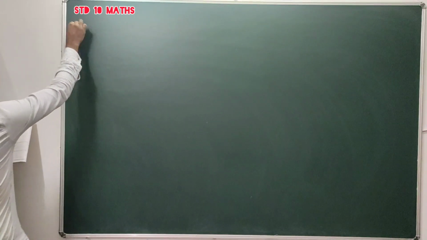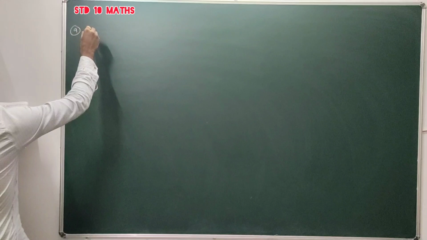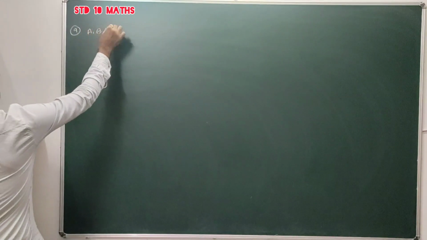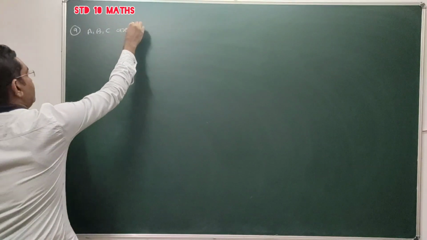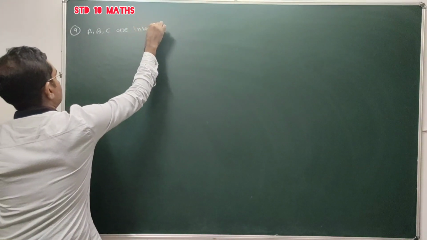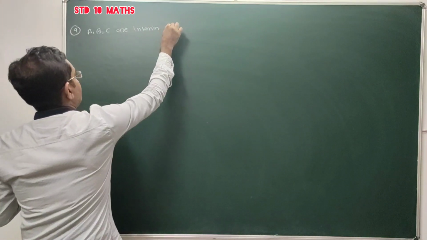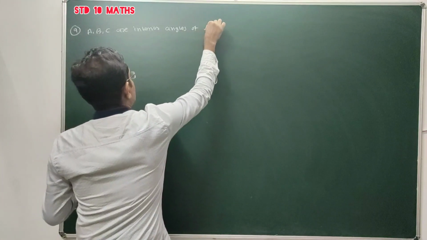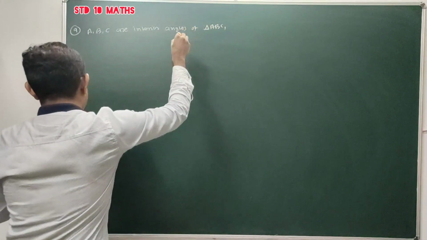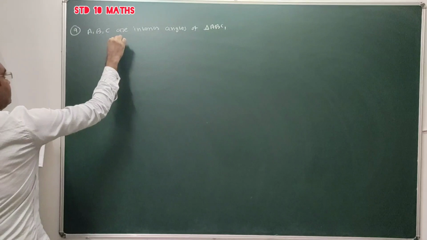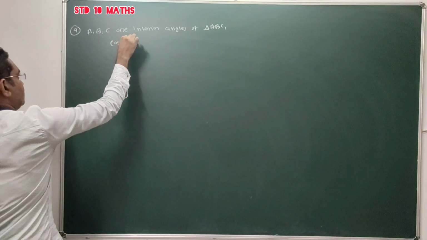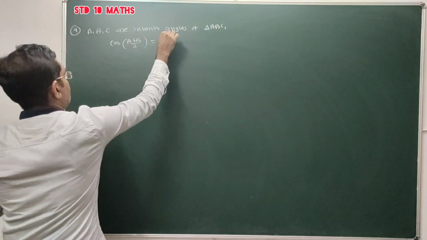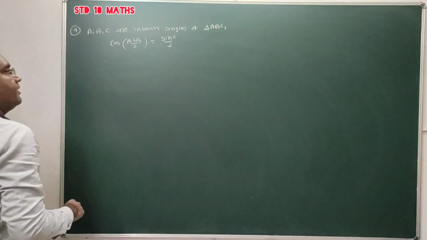In question number 9, we are given that A, B, C are interior angles of triangle ABC. If A, B, C are interior angles of triangle ABC, then prove that cos (A plus B) by 2 is equal to sin C by 2. This is from the textbook. Textbook question.